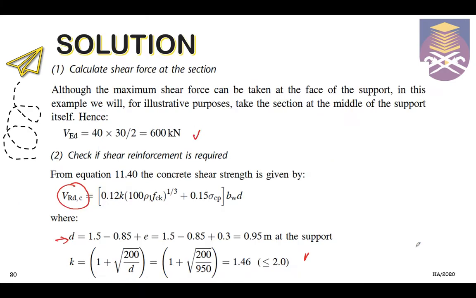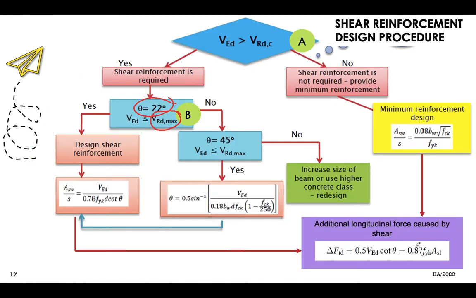If we go back to the flow chart, we can see here that VED is lesser than VRD max, so therefore we are going to follow this flow. Straightforward, we can use this equation, which is Asw over s.